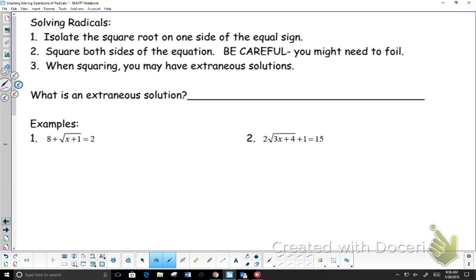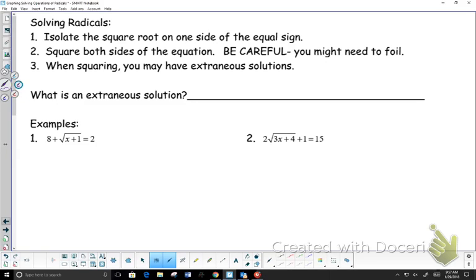So now we're going to talk about solving radicals. Your steps are going to be, you're always going to isolate the square root first. Then after that, we're going to square both sides. And when you're squaring, you may get answers that actually are not answers, okay? And we'll go through that in just a minute. They're called extraneous solutions, which are actually not solutions at all.